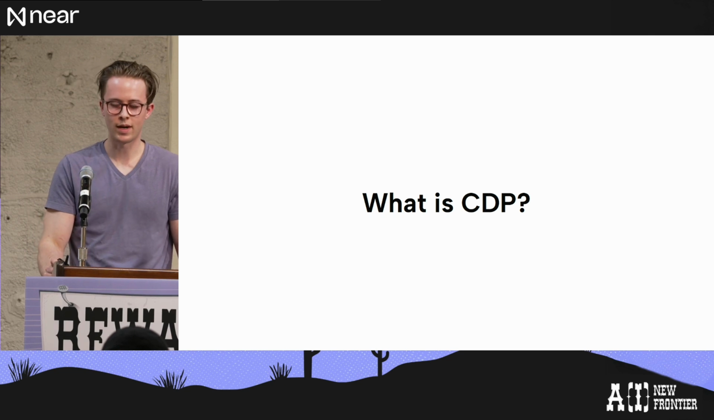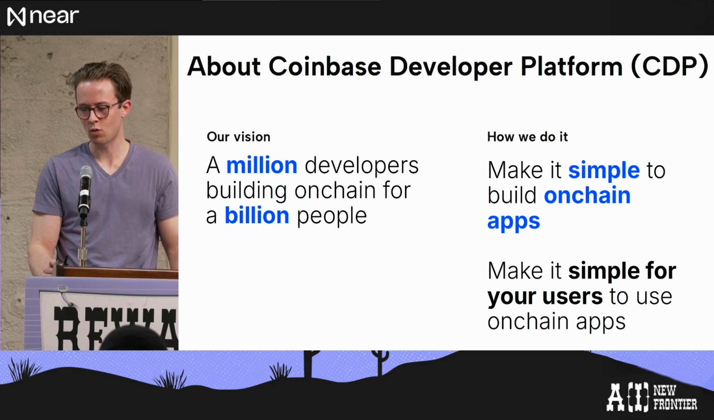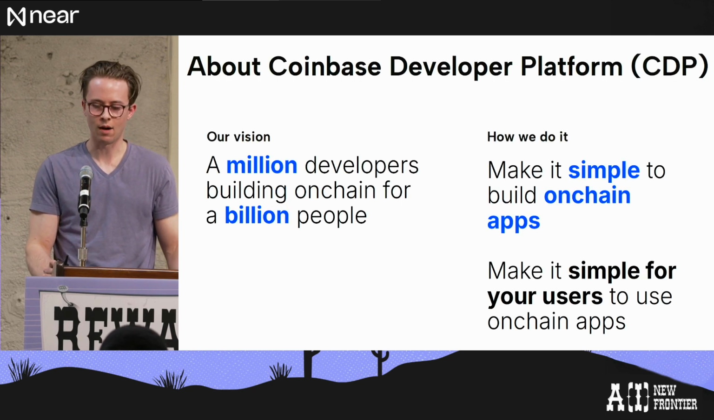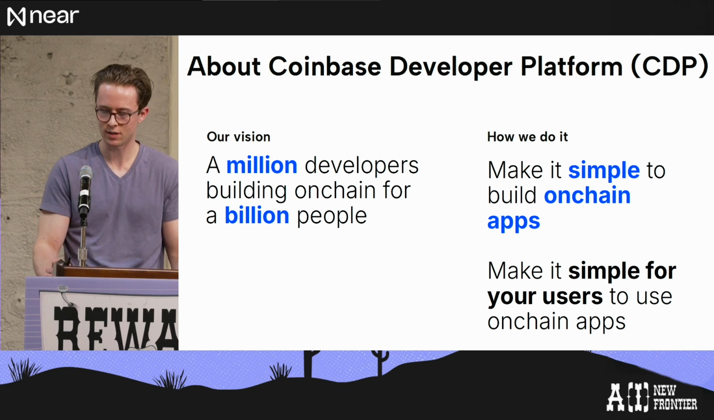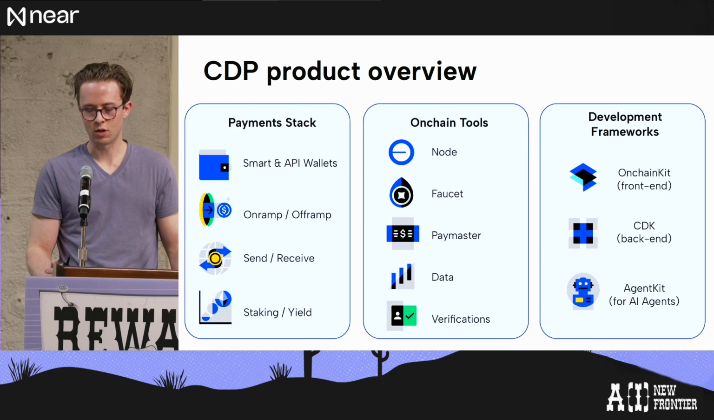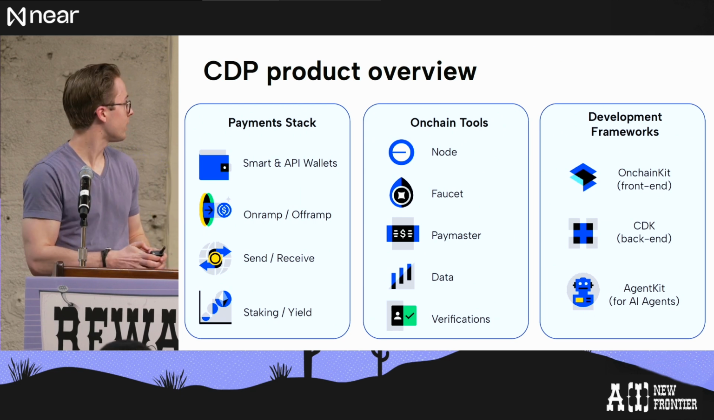So first of all, what is CDP? CDP is Coinbase's developer platform. Our vision is 1 million developers building on-chain for 1 billion users. How do we do it? We're making it simple to build on-chain apps, and we're making it even simpler for your users to use on-chain applications. So just a quick product overview for CDP here.